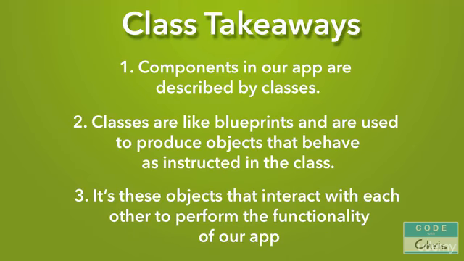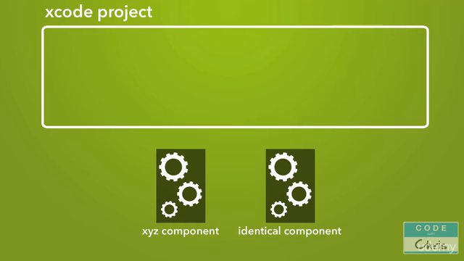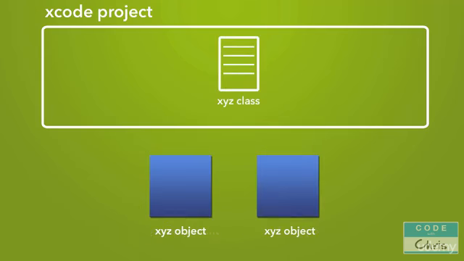In the last lesson, we learned about classes and how you can create a class to describe a component in your app. We also said that you can create multiple objects from one class, and that's really convenient because let's say that we have two identical components in our app. We can write a single class and create two objects from it to represent the two identical components.